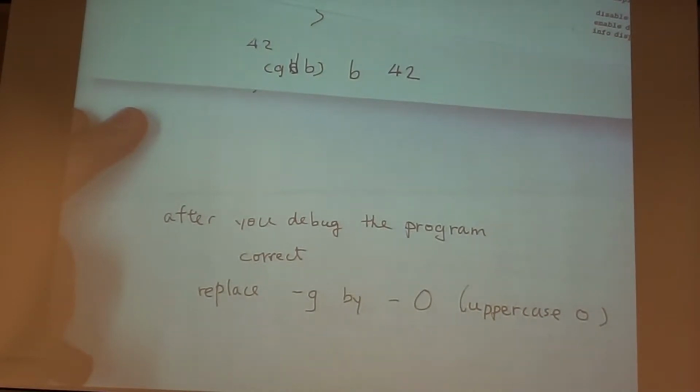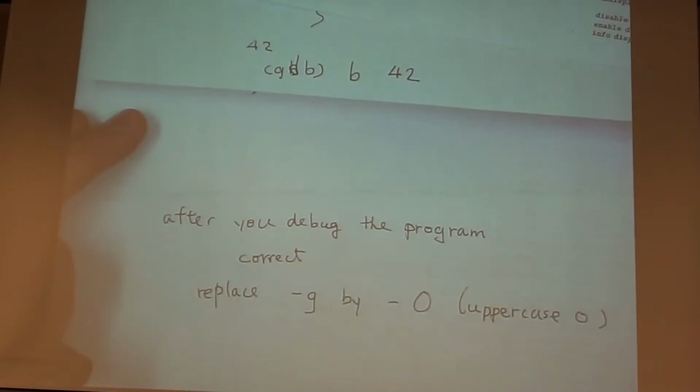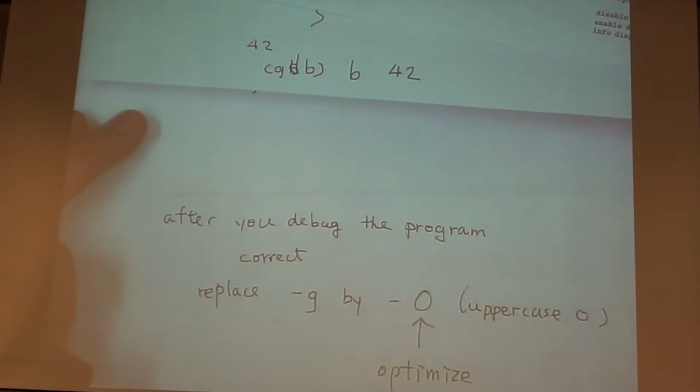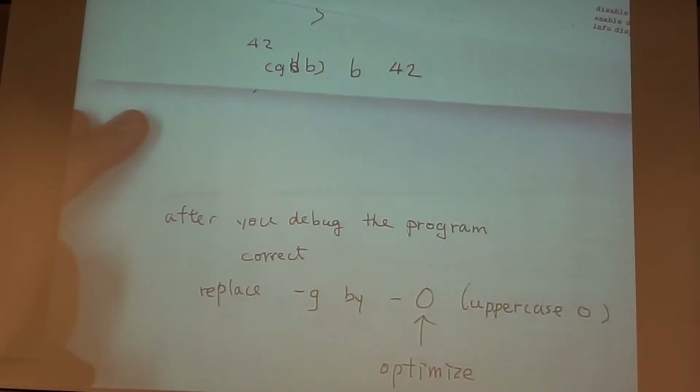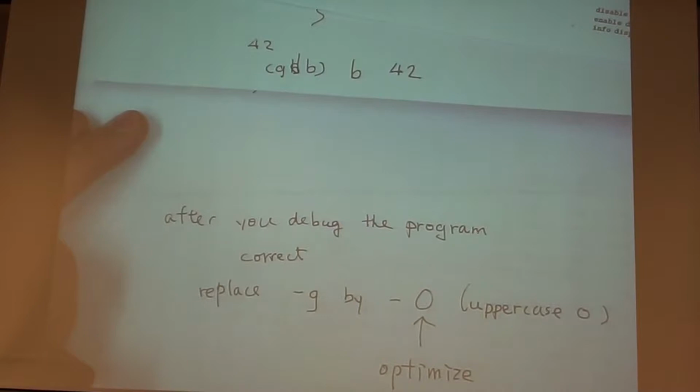Does everybody remember what lowercase o is? Output. Minus capital O means optimize. Your program will be a little bit smaller and, depending on how it is written, maybe faster. Sometimes maybe 20% faster, sometimes maybe twice as fast. Does that answer your question?